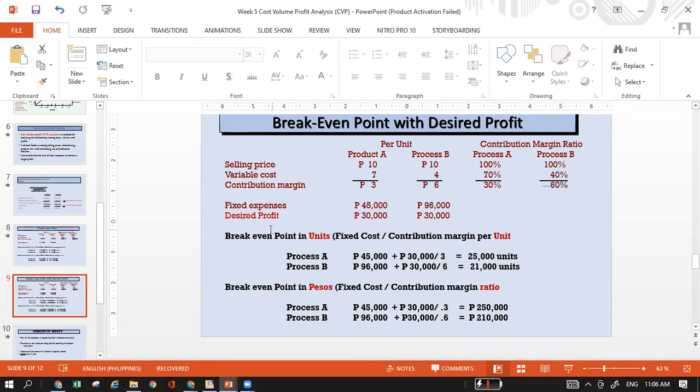The same thing with product B. Your desired profit is also 30,000. So your fixed cost plus desired profit divided by your contribution margin per unit and you get 21,000 units, the break-even point in units. In your break-even point in pesos, your fixed cost plus your desired profit divided by your contribution margin ratio and you get 210,000.